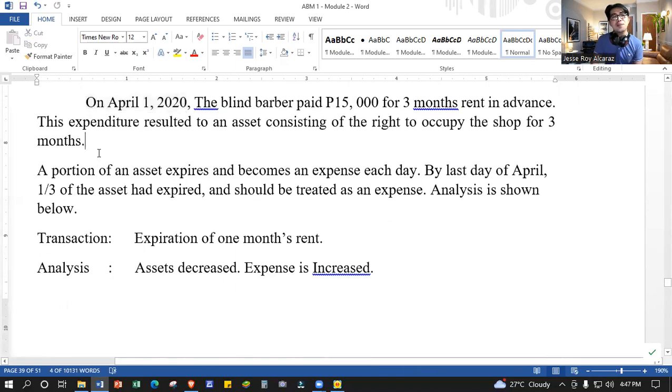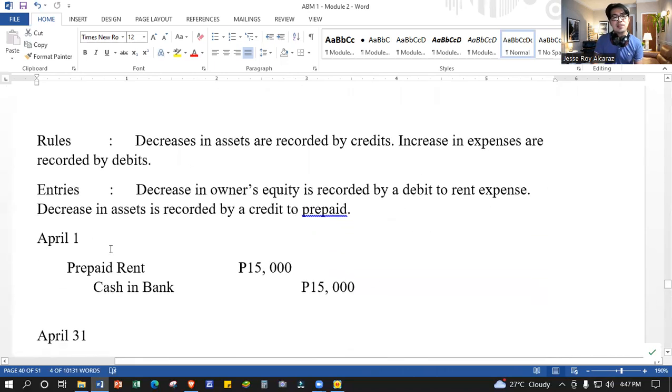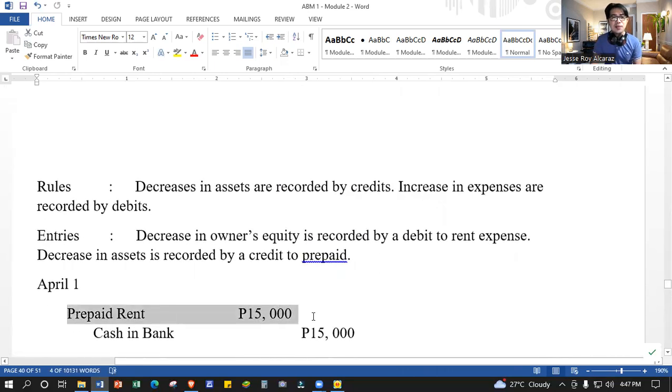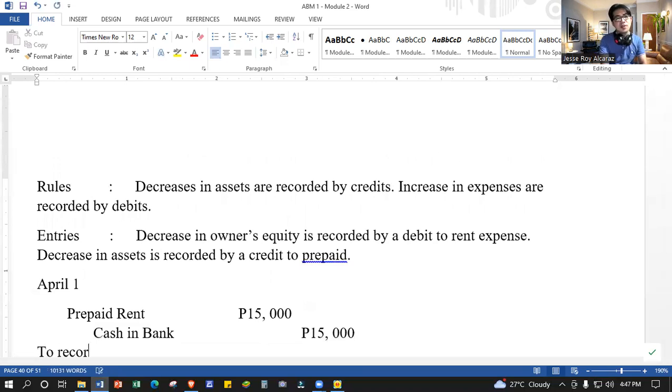So on April 1, the entry to record the payment is debit, prepaid rent, credit, cash in bank. So nabawasan yung pera natin, kaya meron tayong credit na cash in bank. Then to record advance payment, advancement of rent. Okay?